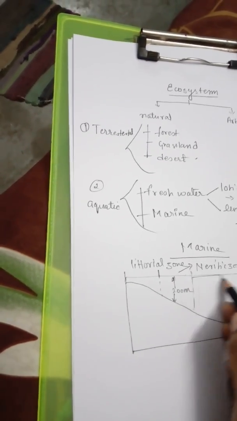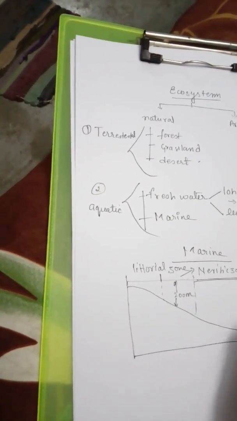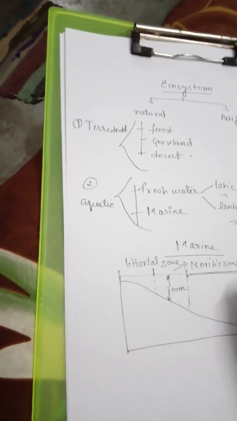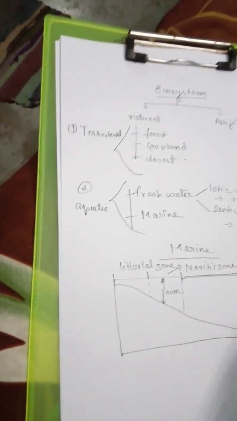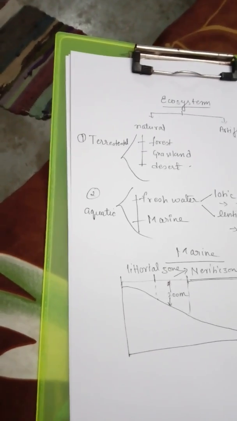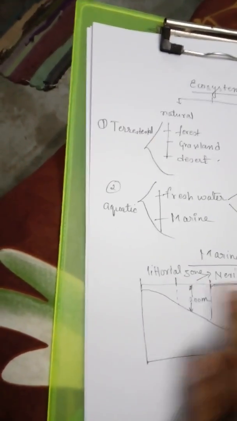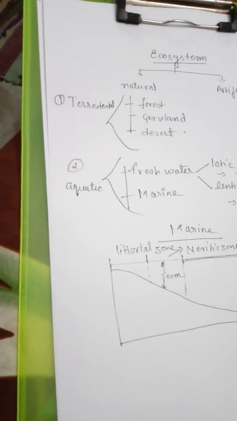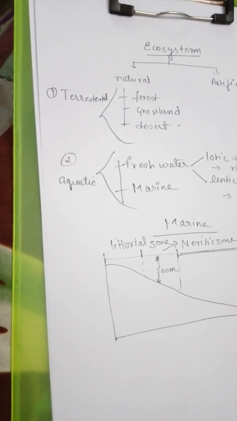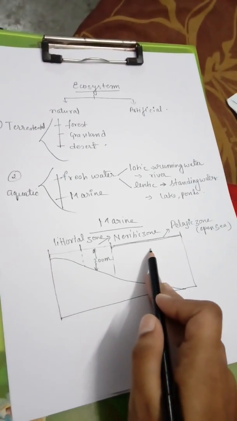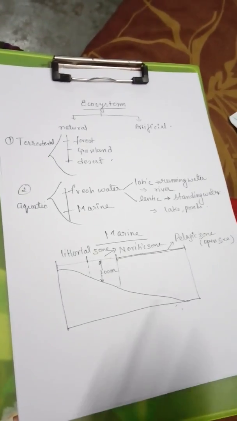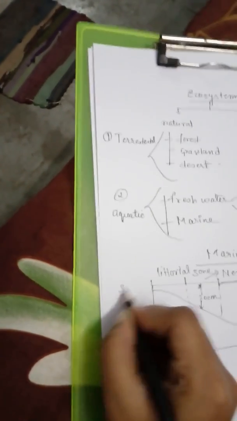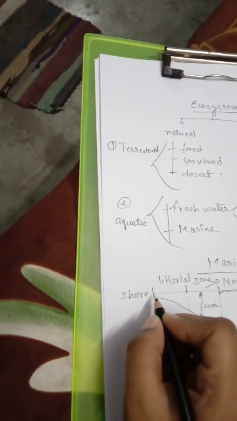After that, this area is called the pelagic zone. The pelagic zone is the open sea. The pelagic area is away from the shore and also far away from the bottom. Okay, this is the shore. Let me mark it for you. This is the shore.